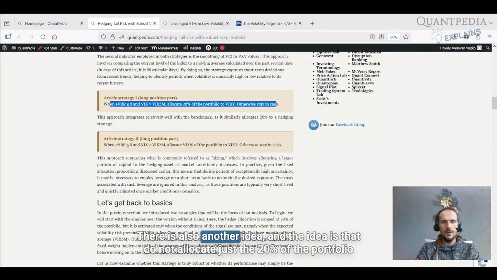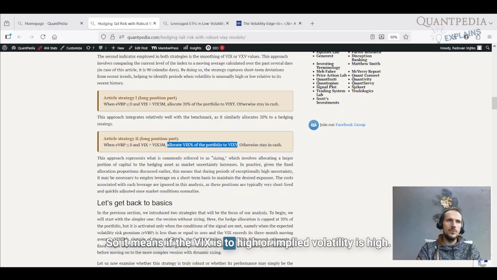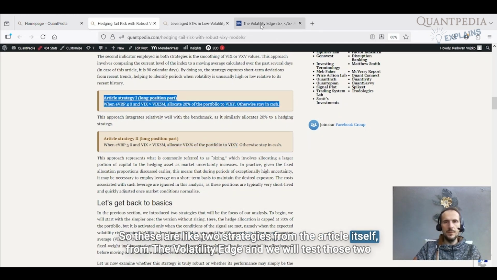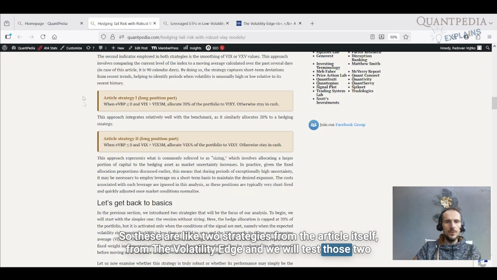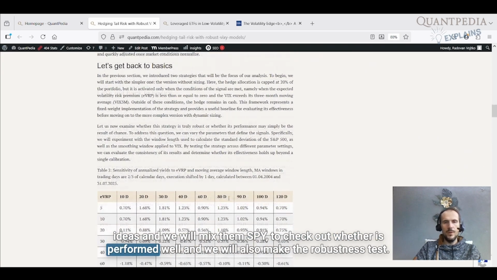There is also another idea: do not allocate just 20% of the portfolio to the VIX, but allocate a percentage of the portfolio equal to the VIX itself. It means if the VIX is high, or implied volatility is high, we will invest even more into the implied volatility. So these are two strategies from the article itself, from the volatility hedge, and we will test those two ideas and mix them with SPY to check whether it performs well, and we will also make a robustness test.